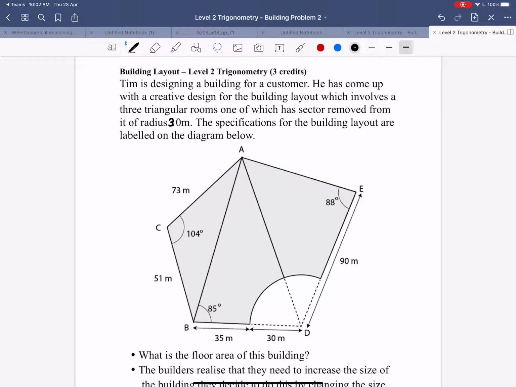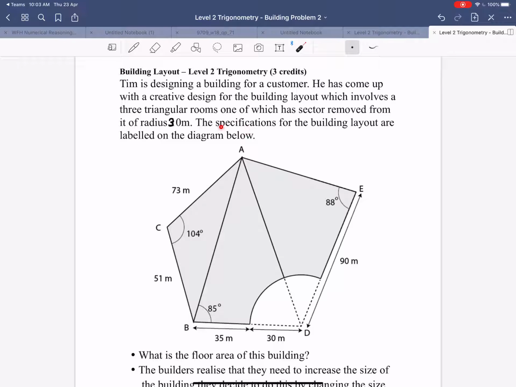Okay, so let's have a look at the specifics of this question. The waffle at the start says Tim is designing a building for a customer. He's come up with a creative design for the building layout, which involves 3 triangular rooms, one of which has a sector removed from it of radius 30 meters. Actually, it's 2 of the rooms have a sector removed from it. That's a mistake in the waffle.